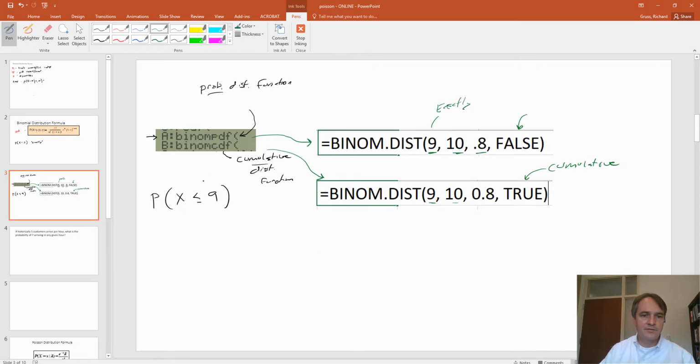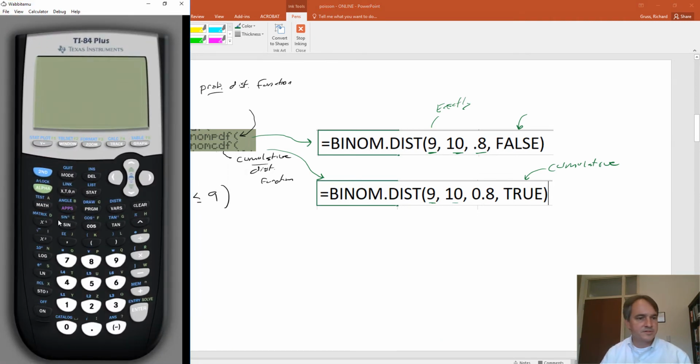Okay, so if you look through your calculator under the distributions, you'll see that there's a very nice parallel here where we've got the binomial PDF and the binomial CDF. You'll also see, let's go ahead and take a look at that.